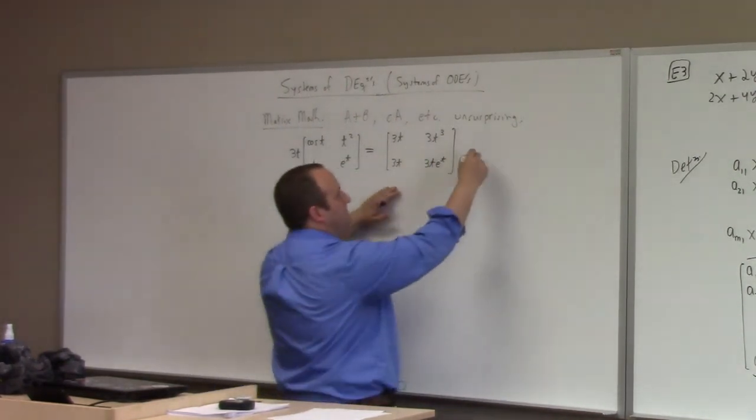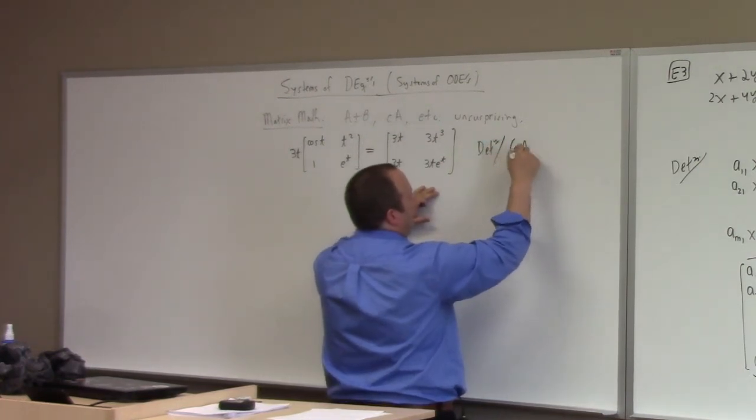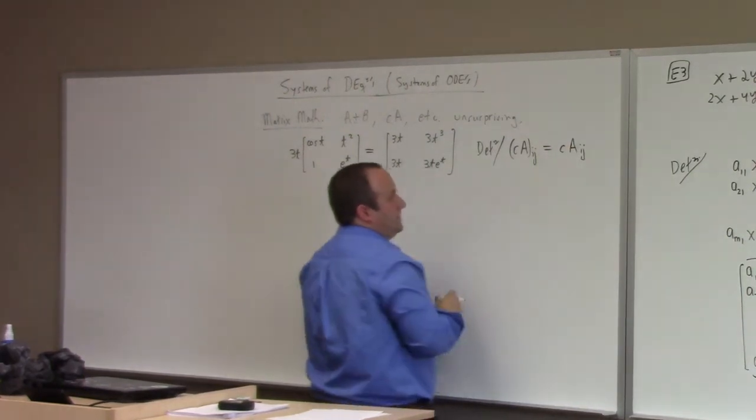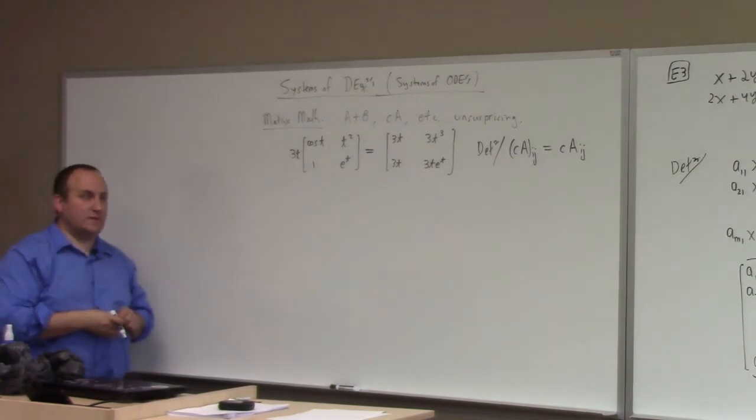So the definition is just this: CA, the ijth component of that, is equal to C times Aij, which says we multiply component-wise.